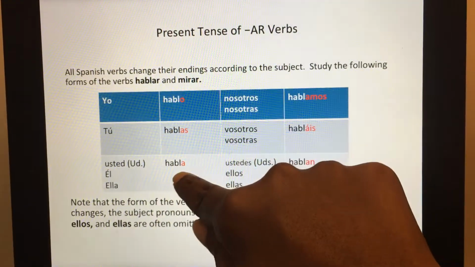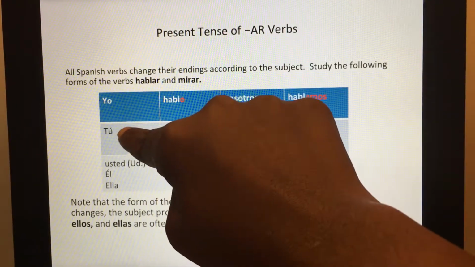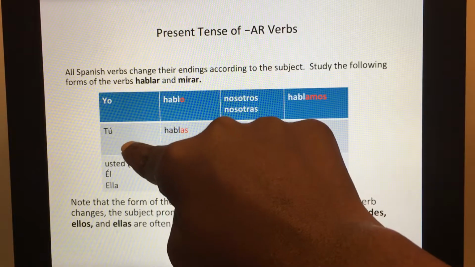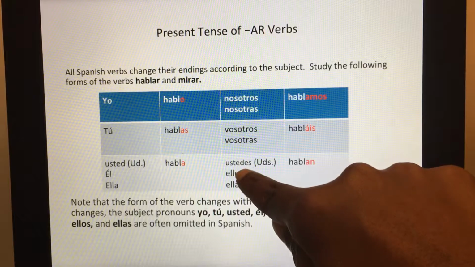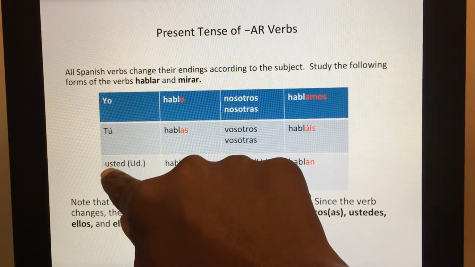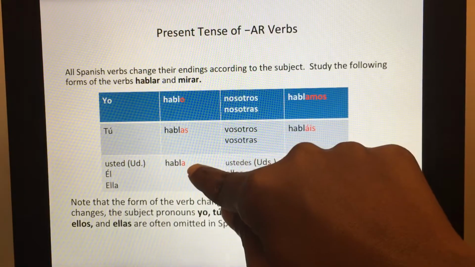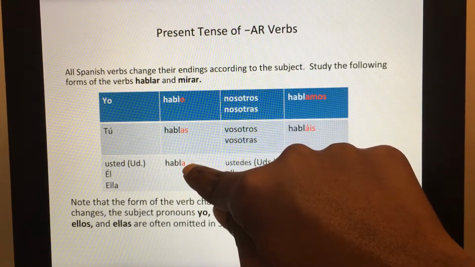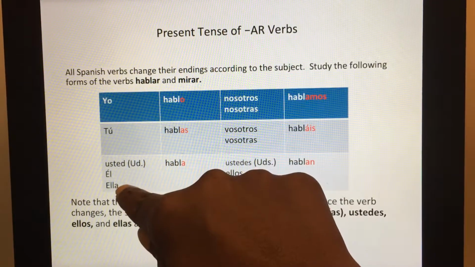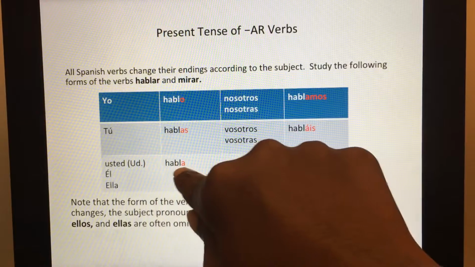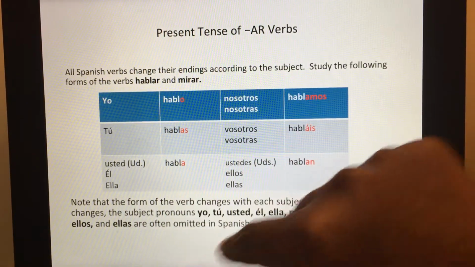Usted habla. We learned in the other lesson that there are 2 ways of saying you. Actually 4 ways. Tú, usted, vosotros, vosotras, and ustedes. If I'm speaking to someone that I don't speak to on a first name basis, I want to show respect. Usted habla. It ends in A. But this same ending is used when the subject is he or she. He is talking, él habla. She is talking, ella habla.